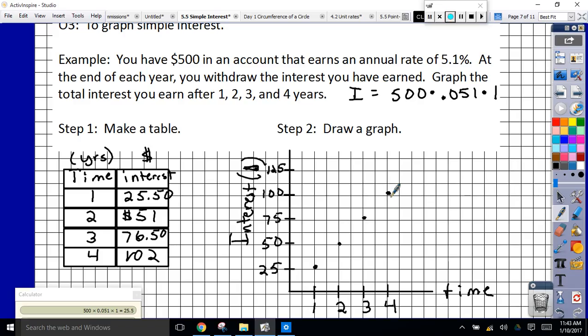And I'm actually not going to connect the dots because this is only earning annual interest, so I'm not getting interest in between. They're just calculating the interest at the end of the year.